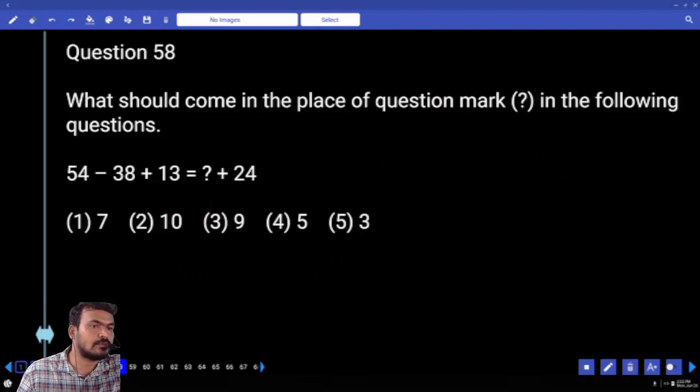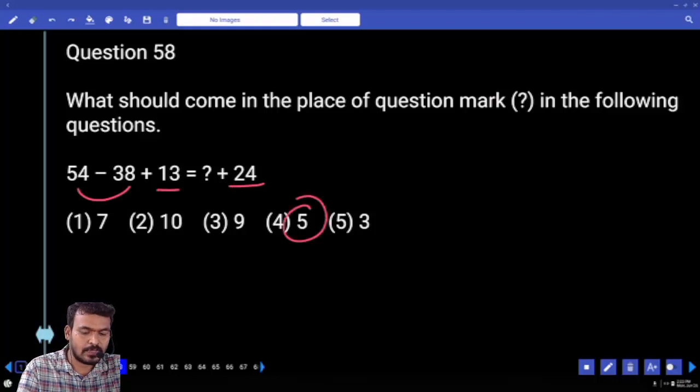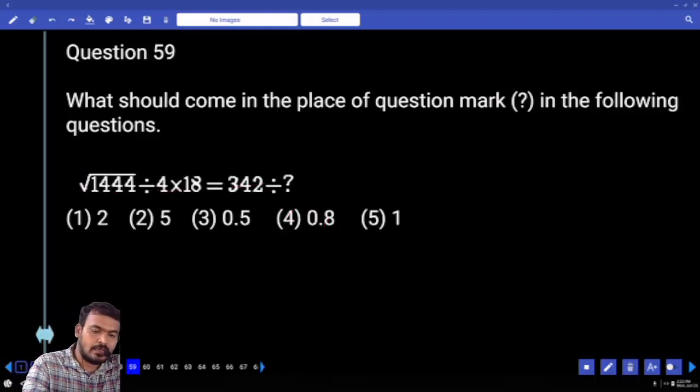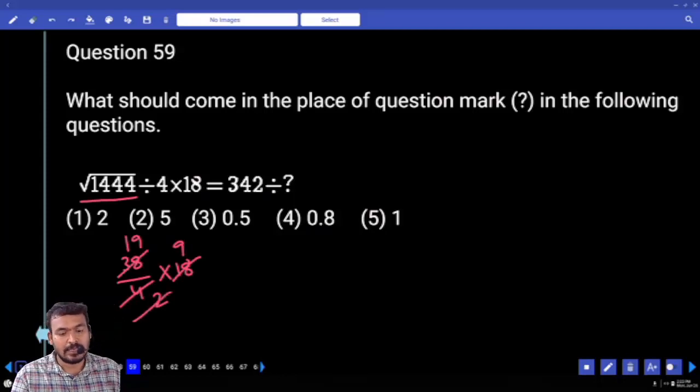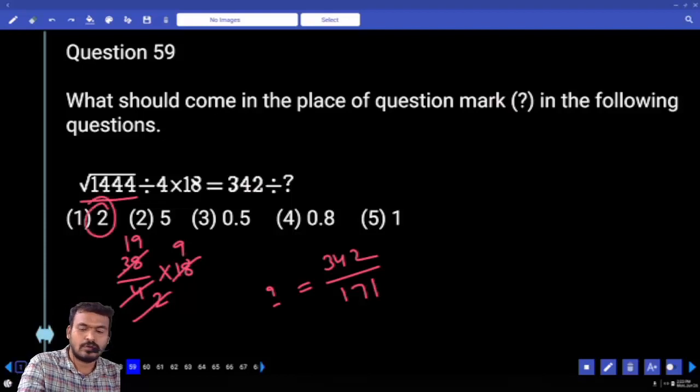I think easiest question. 54 minus 38 plus 16 plus 16 plus 13. 29. 29 and 24 difference, 5, or not? Next question number 59. Square root of 1,444, 38. Divide by 4. 38 by 4 into how much value? 18, or not? 2 times 2, 9 times 2, again 19 times, or not? 171. Then question mark equal to 342 divided by 171, or not? Almost 2 times, or not?